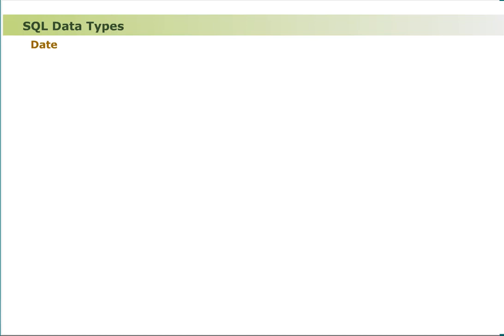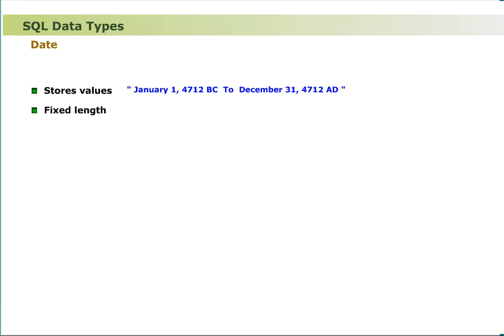Date. The date data type stores values from January 1st, 4712 BC to December 31st, 4712 AD. The date data type has fixed length and is not required to be defined. The date data type takes many forms, but the default form is as shown. Here is the general form.